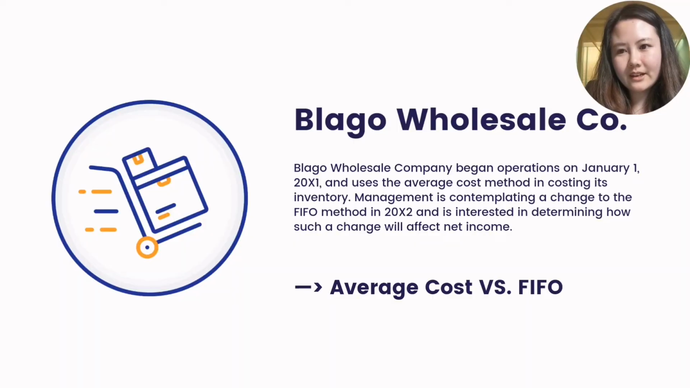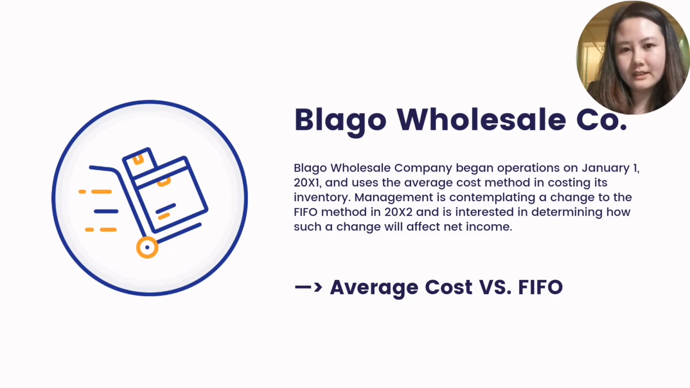So Blago Wholesale Company began its operations on January 1, 20X1, and it currently uses the average cost method in costing its inventory. Management is now contemplating a change to the FIFO method in 20X2 and is interested in determining how such a change will affect net income.